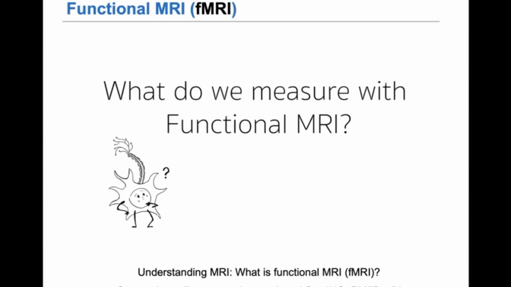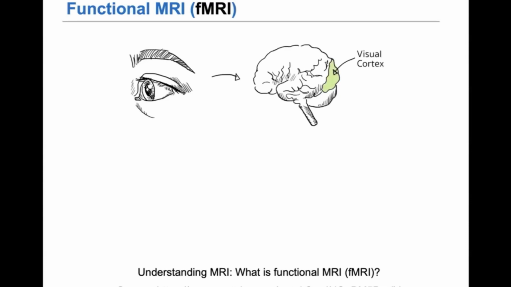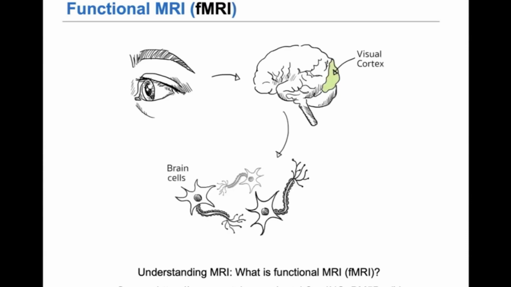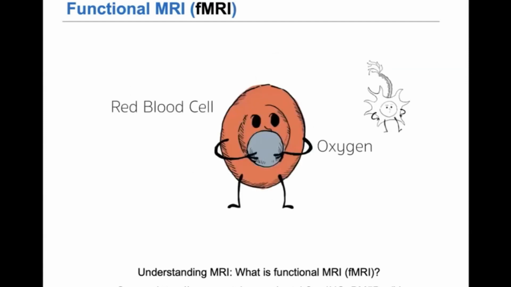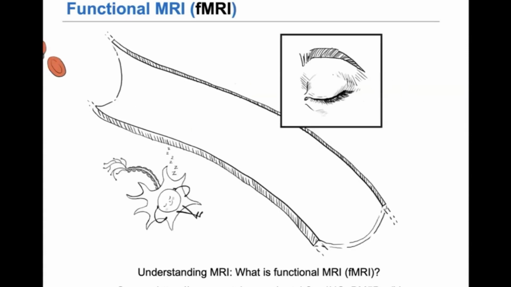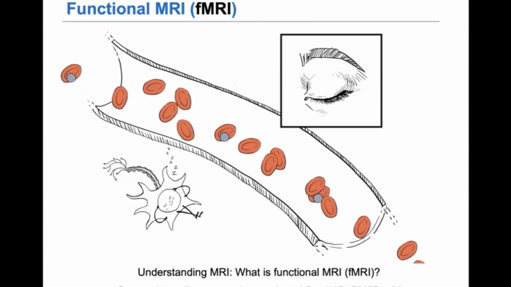Let's look at what happens in the brain when we perform a simple task like looking at something. From the nerve in the eye, signals are sent to a region at the back of the brain called the visual cortex, where brain cells process these signals. Brain cells need oxygen to function. This is transported through the body by red blood cells in the blood. Here, we can see a blood vessel close to a brain cell in the visual cortex. The brain cell is not very active at the moment.